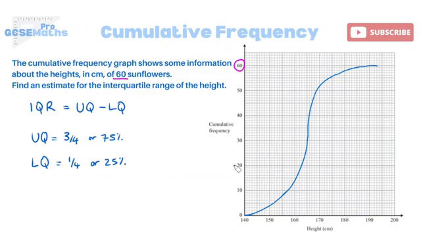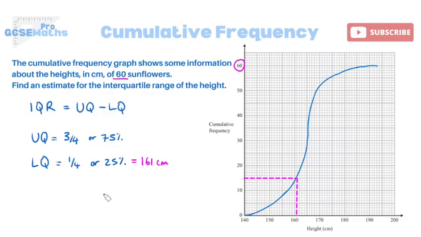So I need to come to, in this case, imagine sunflower number 15. Draw a line across, always from the y-axis for this topic, and then down to the x-axis, about there. So that looks like it's 1 square along from 160. Check the scale, 1 square is just 1 centimetre, isn't it? So I would go with the lower quartile being 161 centimetres.